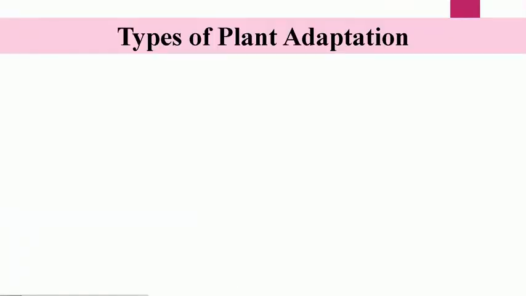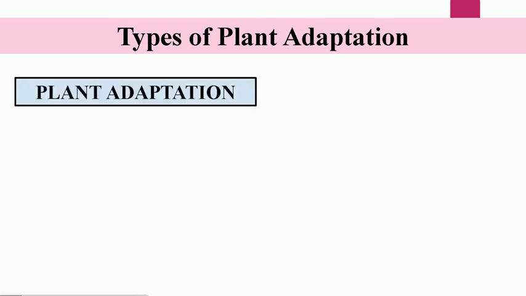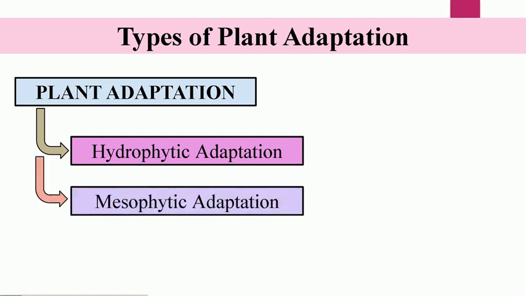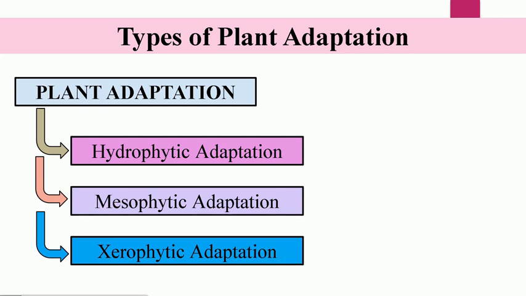The plants have been classified on the basis of water requirement into hydrophytes, mesophytes and xerophytes. Hence, in this lesson, I will discuss the types of plant adaptation on the basis of those particular habits of plants. Hydrophytic adaptations, mesophytic adaptations and xerophytic adaptations are the types of plant adaptations.